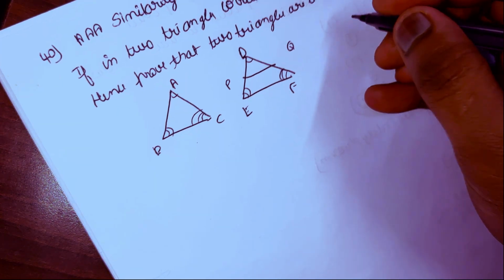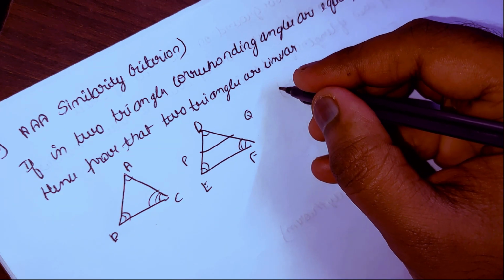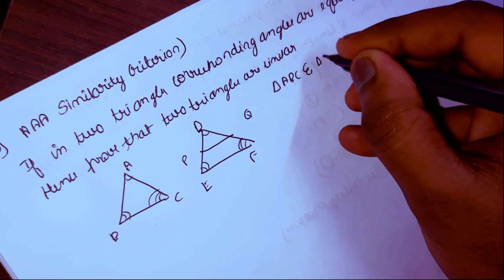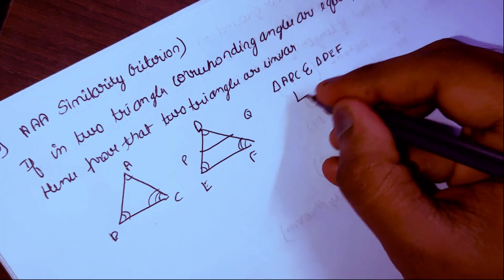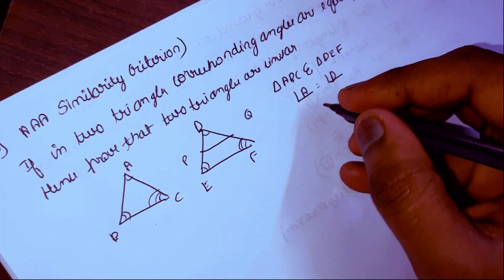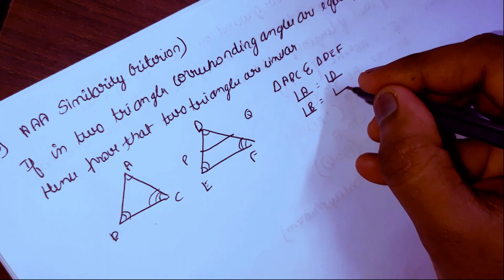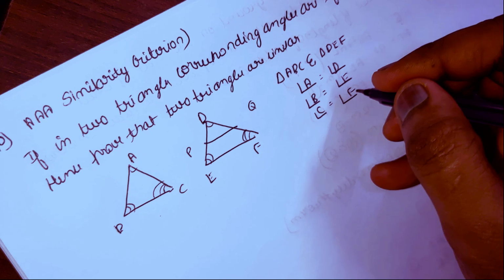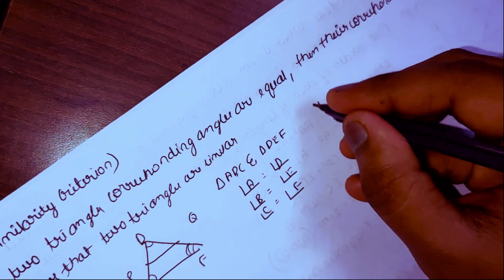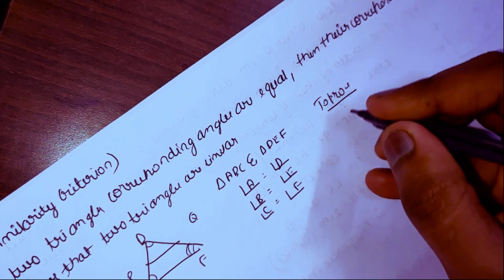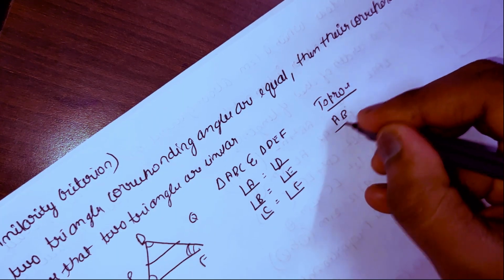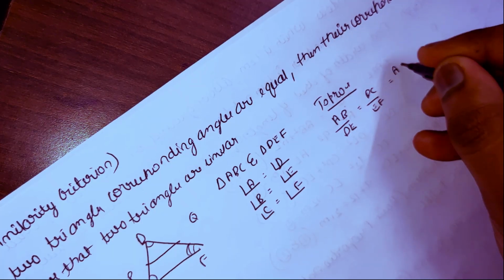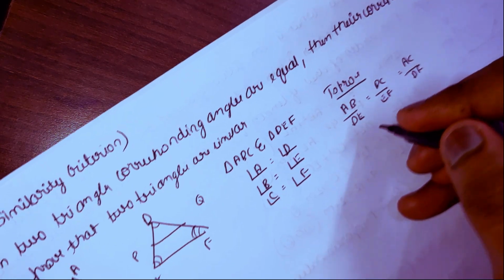I have to write the given in both triangle ABC and triangle DEF. Angle A is equal to angle D, angle B is equal to angle E, angle C is equal to angle F. Now, to prove AB by DE is equal to BC by EF is equal to AC by DF.